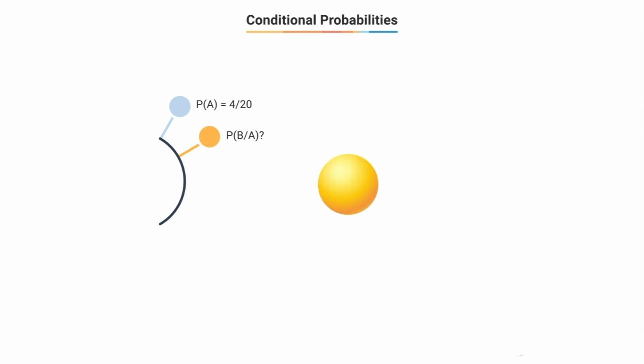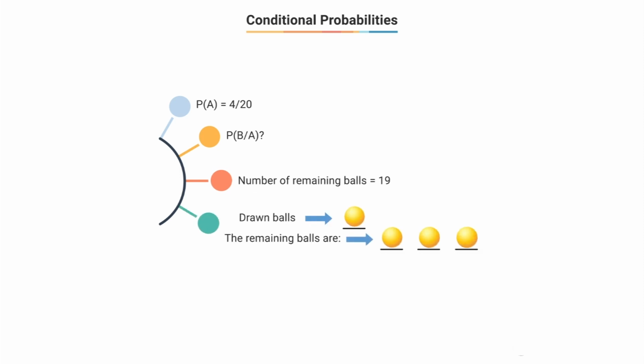This is the probability of drawing a yellow ball in the second draw, given we have already drawn a yellow ball in the first draw and not replaced it. So we have 19 balls left. Since we have already drawn a yellow ball, 3 yellow balls are left now. Hence, probability of B given A is 3 by 19. So we get P of A intersection B equal to 4 by 20 into 3 by 19, which is equal to 12 by 380, or 0.032.